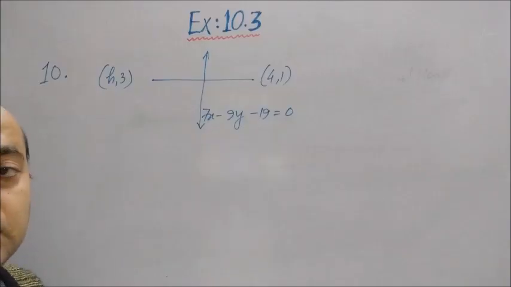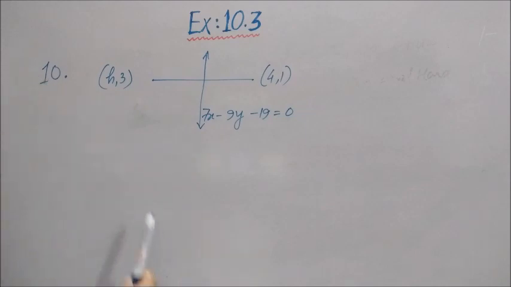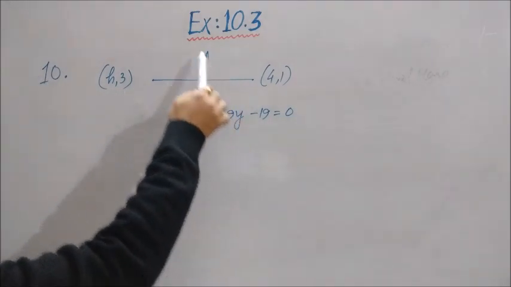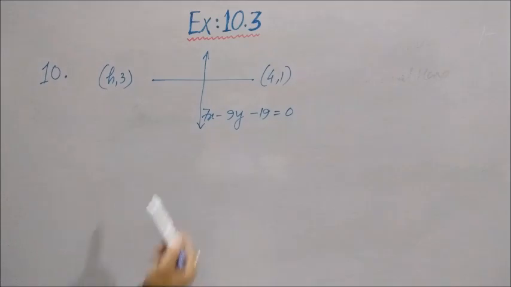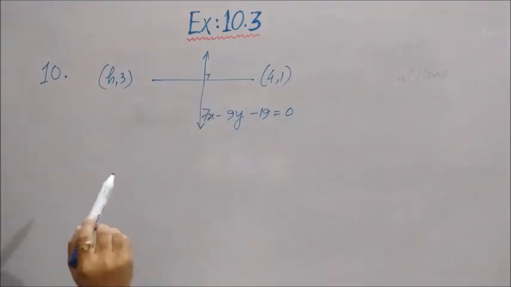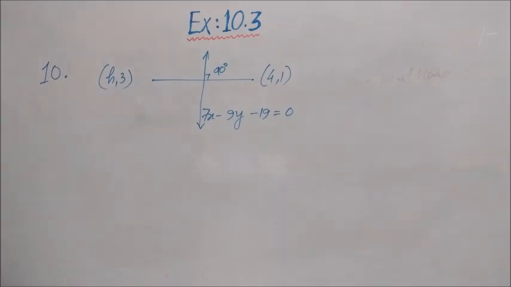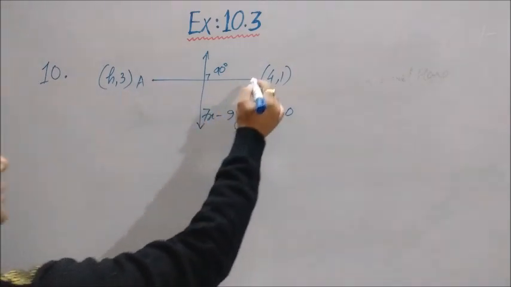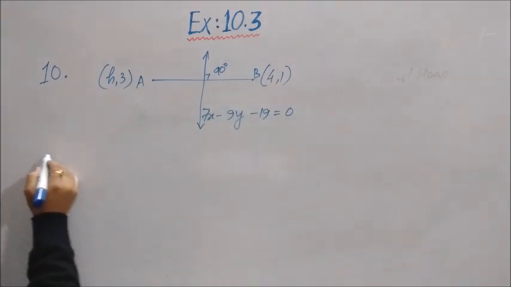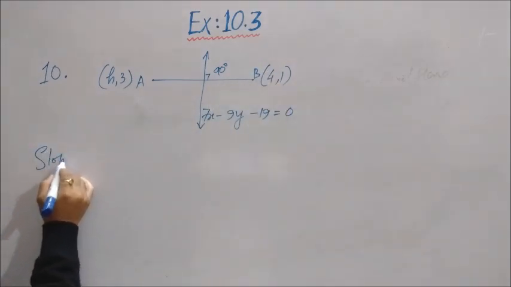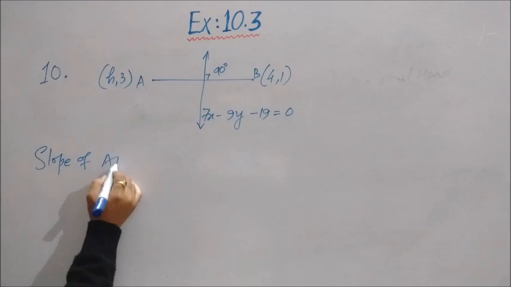Question number 10 is somewhat like this. A line through these 2 points intersects this line at right angles. That means it is 90 degree. So if this is the case, what is the value of h? We have to find the value of h. What we will do? We will give name to A, this point B. So first and foremost, we will find out the slope of AB.